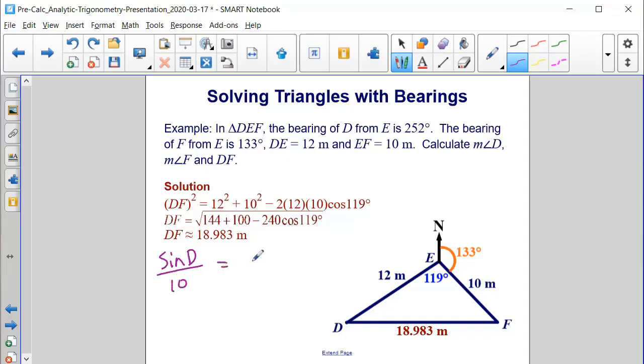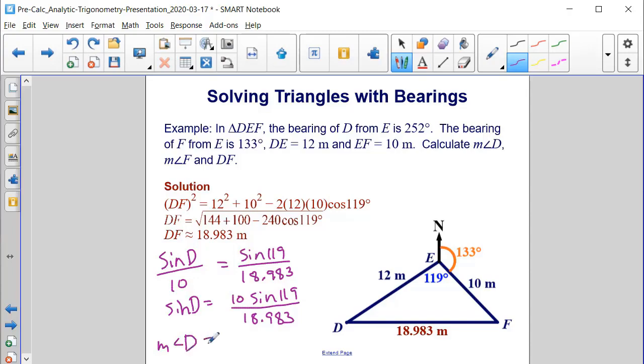is equal to the sine of E, which is 119, over 18.983. And then if I cross multiply and divide, I will have that the sine of D is equal to 10 sine 119 divided by 18.983. And if we do the inverse sine of this fraction, we will end up getting the measurement of angle D.